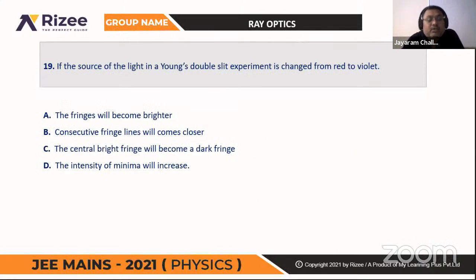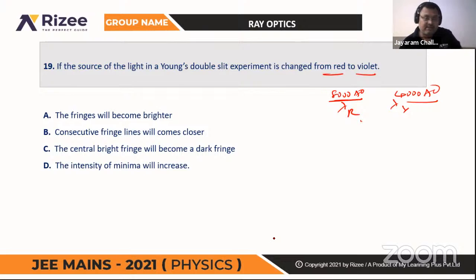Next one. If the source of light in the YDSE experiment is changing from red to violet, what is happening? Lambda is changing, lambda of the red and lambda of the violet. Velocity is not going to change, only the lambda will be changing. The wavelength of the red is going to be around 8,000 and violet is 4,000, so that difference is very important here. One is around 4,000 angstroms, another around 8,000 angstroms. These are the respective wavelengths of the source.